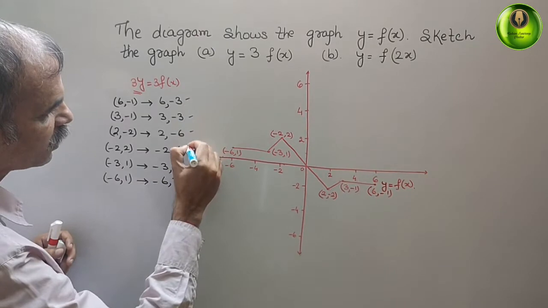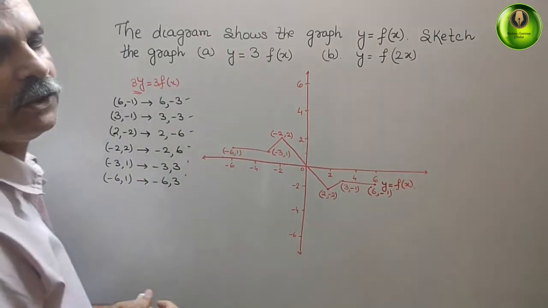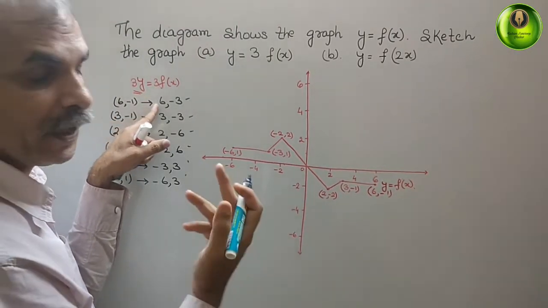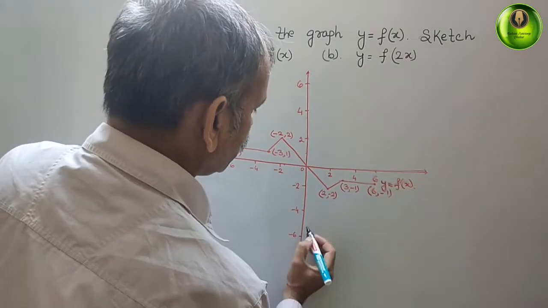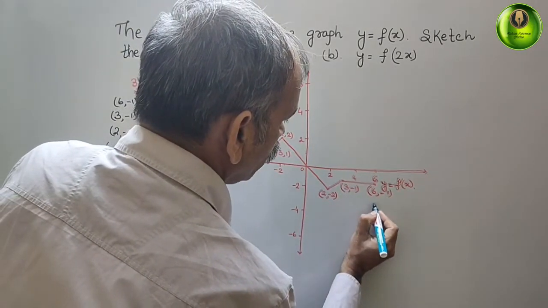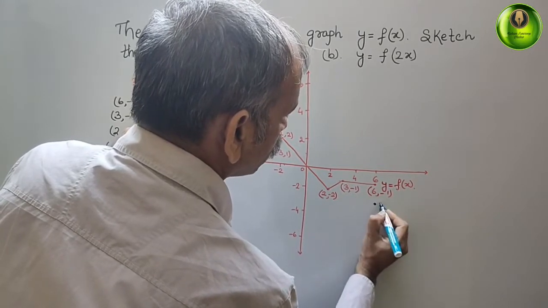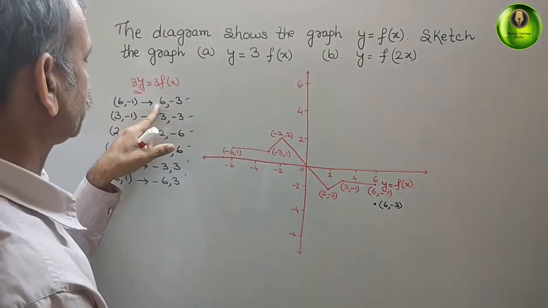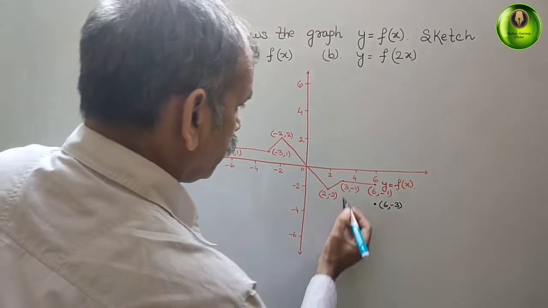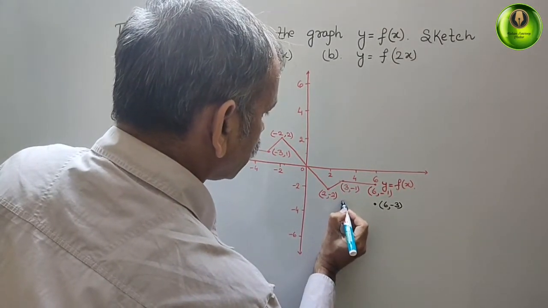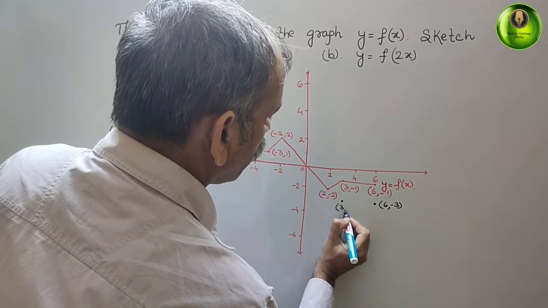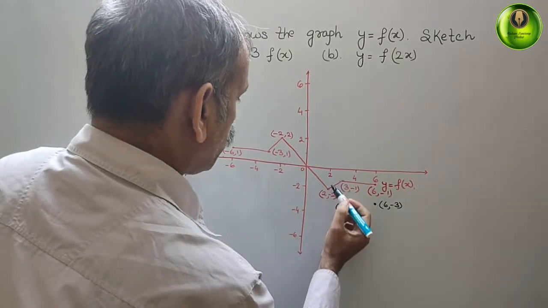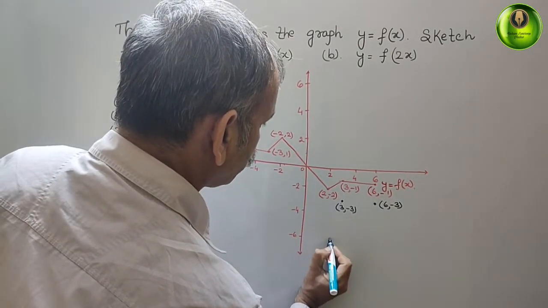Now we have to draw this for y is equal to 3f(x). Just see. We come to 6 comma minus 3. Where is it? 6 is here, minus 3 is here. So this will be your 6 comma minus 3. Next, 3 comma minus 3. 3 is here and minus 3 is here, so it will be here. Next, 2 comma minus 6 is here. So it will come here.